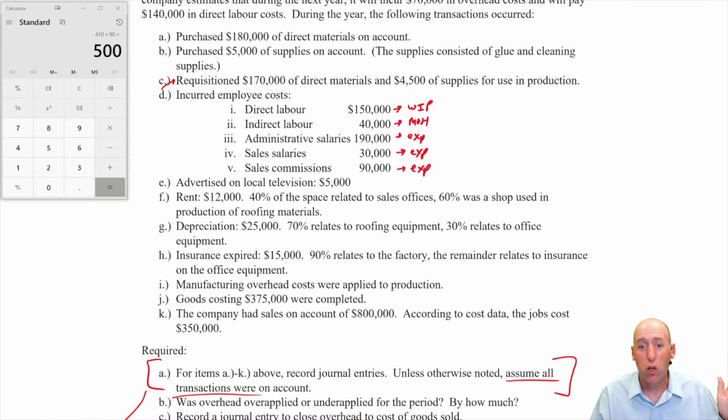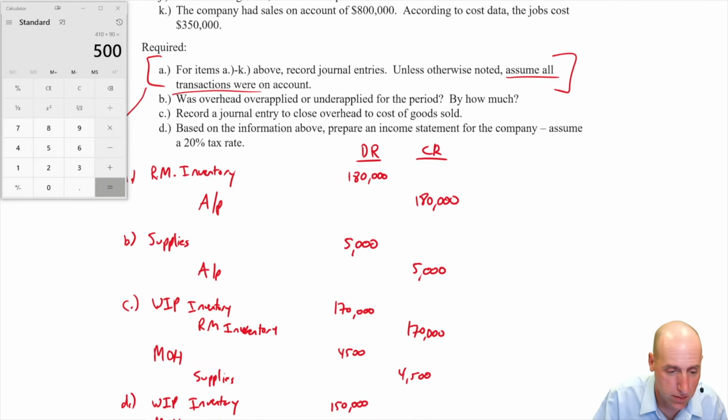Then, once I've sort of ruled those out, I just debit the expense related to whatever the cost was, whatever I would debit in a financial accounting class. And it's an advertising cost. So debit advertising expense. Marketing expense is fine here too.